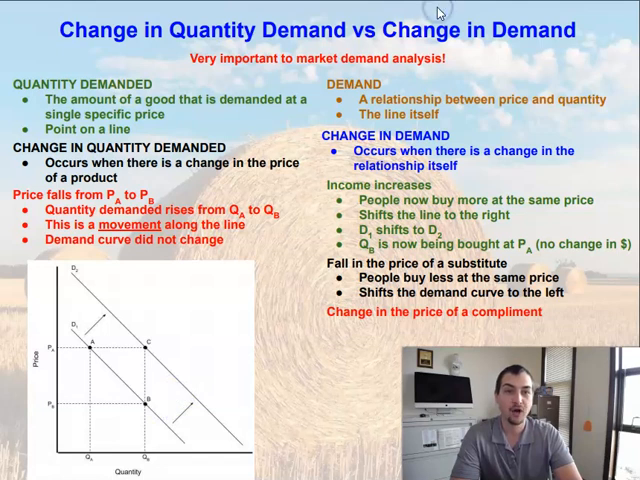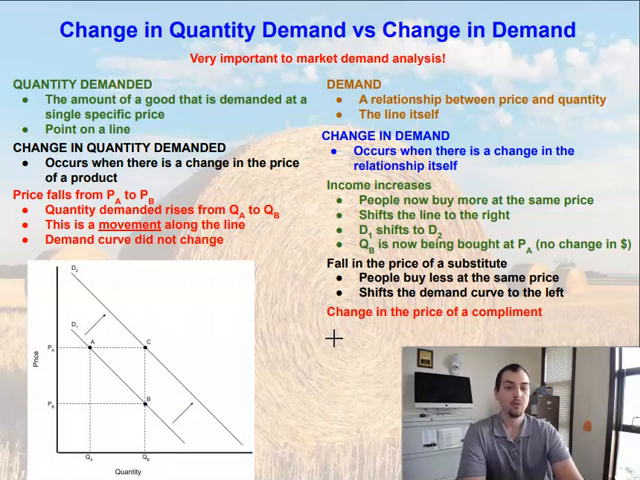Now, let's say there's a fall in the price of a substitute and people buy less at the same price. So let's think about our substitutes. We're going to do chicken and beef. Let's say the price of beef falls. So now chicken appears to be more expensive. Well, people are going to buy less at the same price. The price of chicken never changed, but people are now buying less chicken and buying more beef. So the demand curve would actually shift to the left. It would actually go this way. It would shift inward if there was a fall in the price of a substitute.